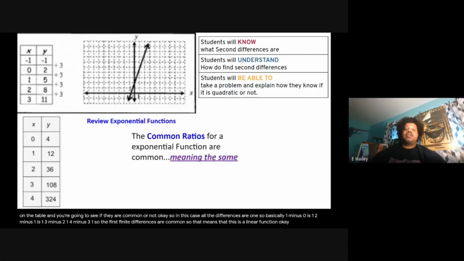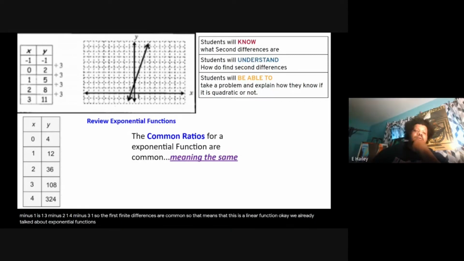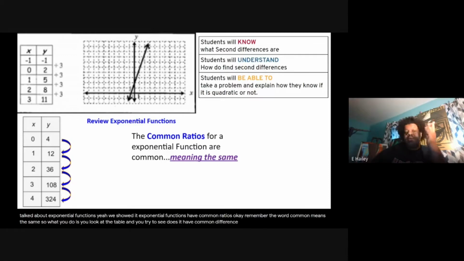Okay, we already talked about exponential functions. Yeah, we sure did. Exponential functions have common ratios. Remember, the word common means the same. So what you do is you look at the table and you try to see, does it have common differences? Does it have common ratios?